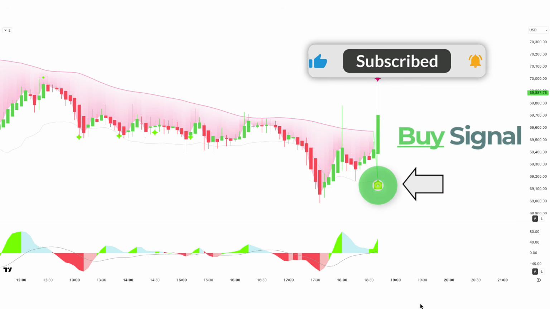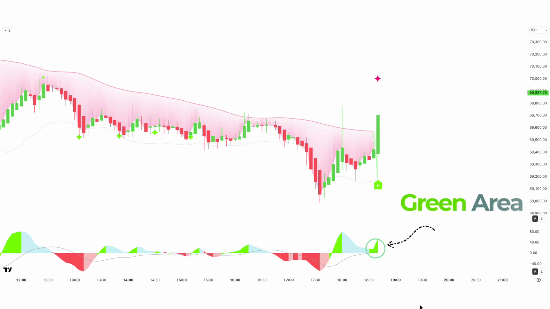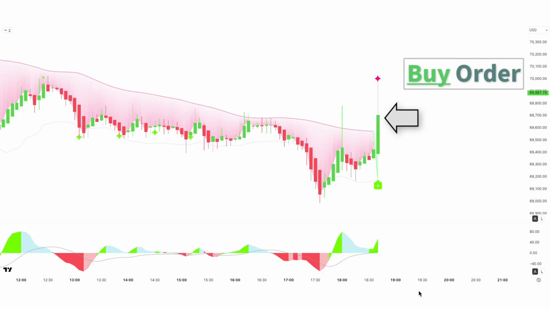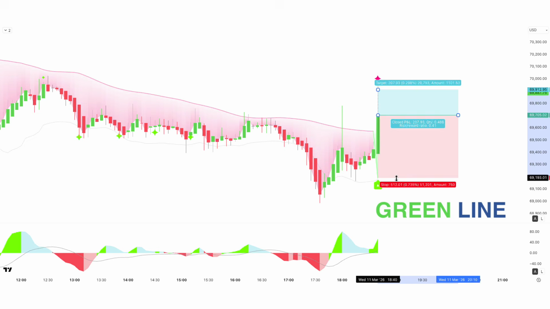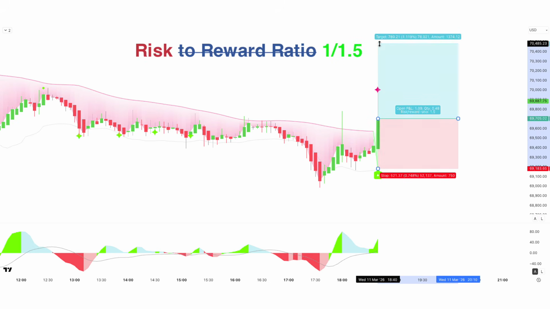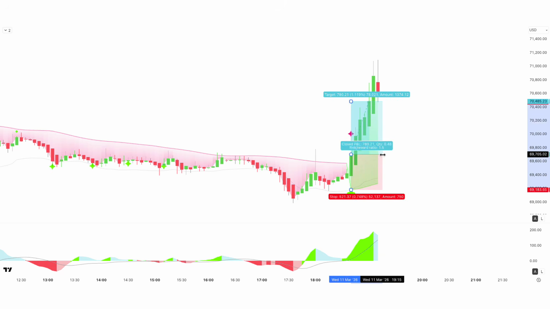When the dynamic trend pivots arrow of this indicator is a buy signal, when the adaptive MACD is a green area, and when the market forms a bullish candle, if this condition is fulfilled, then we will place a buy order. Our stop loss is to be placed at the green line. And the risk to reward ratio will be 1:1.5. The market has completely hit the target.